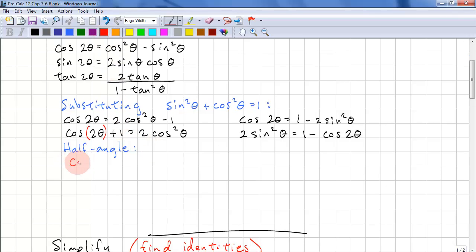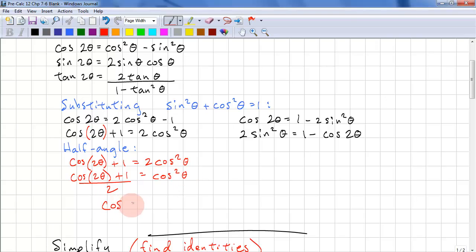So we have cos 2 theta plus 1 equals 2 cos squared theta. We bring the 2 over to this side first. So we have cos 2 theta plus 1 over 2 equals cos squared theta. Now we take the square root of both sides, so we get cos theta equals plus or minus square root of cos 2 theta plus 1 over 2.